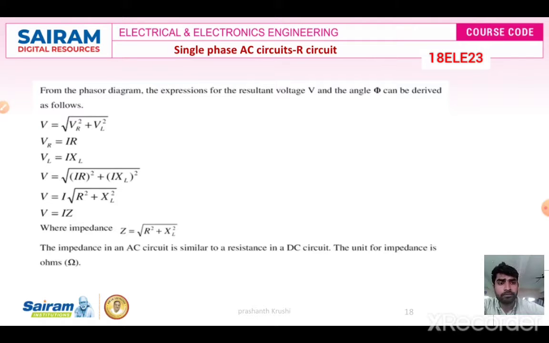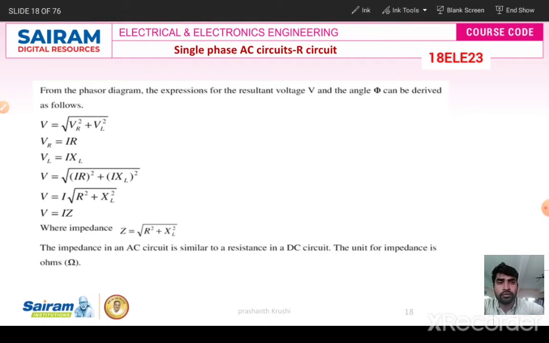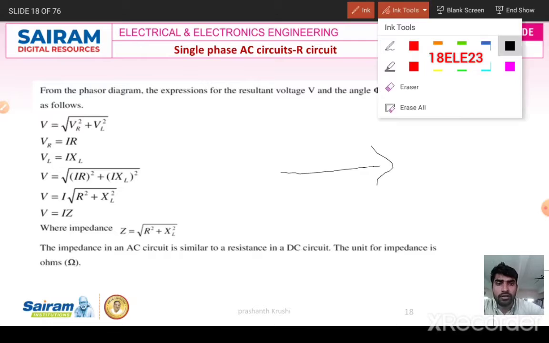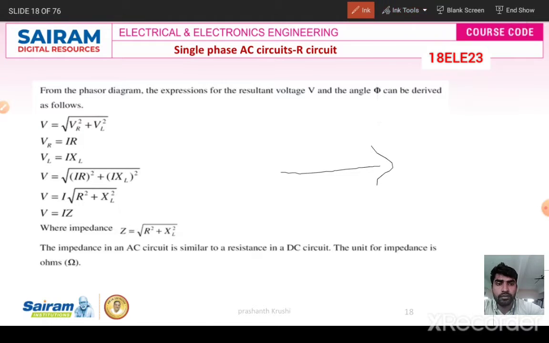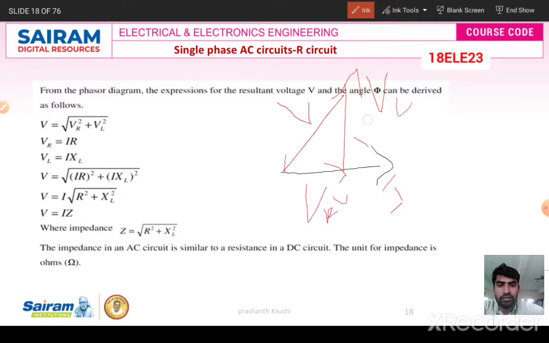See here. This is for resistance. V and I are in phase with each other. For the inductance, the current lags the voltage. This is VL, at an angle of 90 degrees. So this is the total voltage. This one is VR and this one is VL.